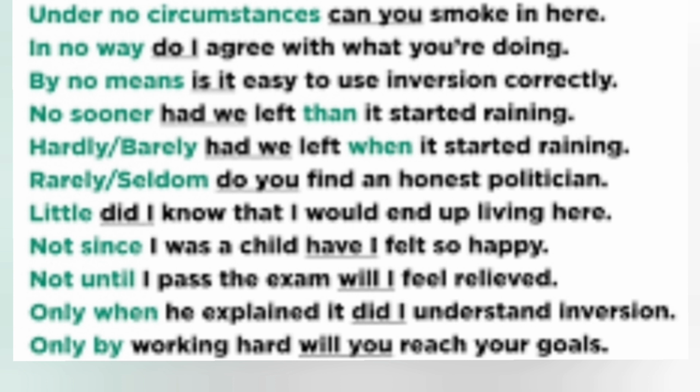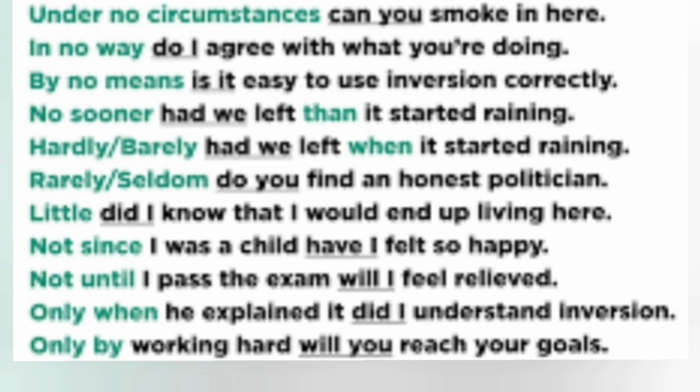Another way of making inversion is with expressions like hardly or barely when. Example: hardly or barely had we left when it started raining. We can also have rarely or seldom. Example: rarely or seldom do you find an honest politician.